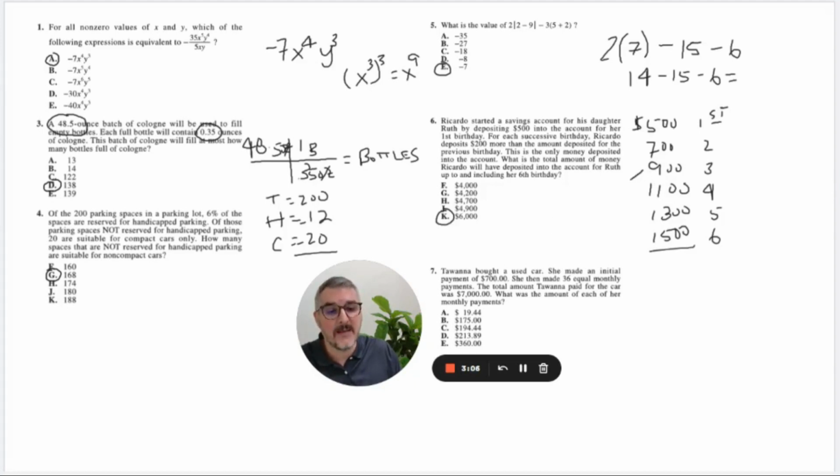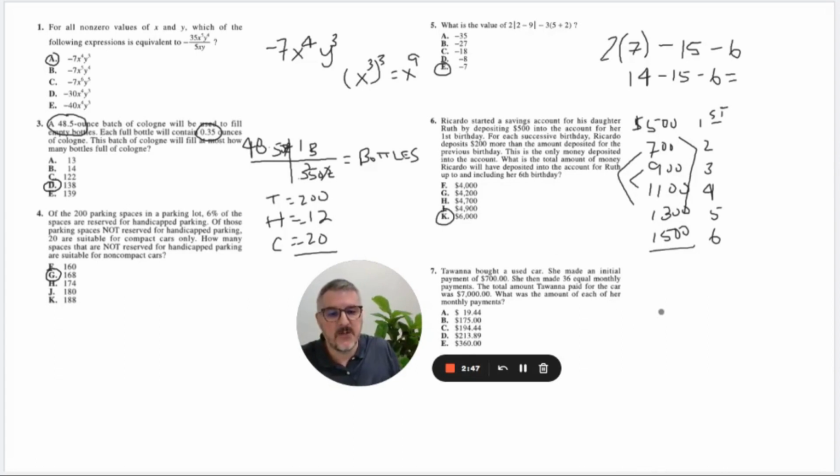The way I did this is that I saw that the two middle ones, 900 plus 1,100, is 2,000. These also add up to 2,000. And then, of course, 500 and 1,500 also add up to 2,000. So that's 2,000 times 3 is 6,000. Okay? Number 7.